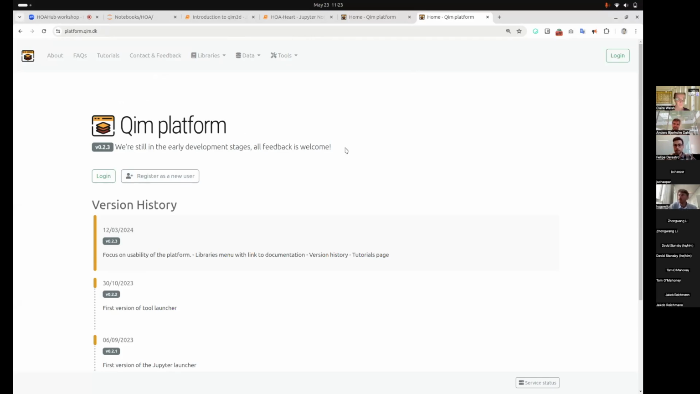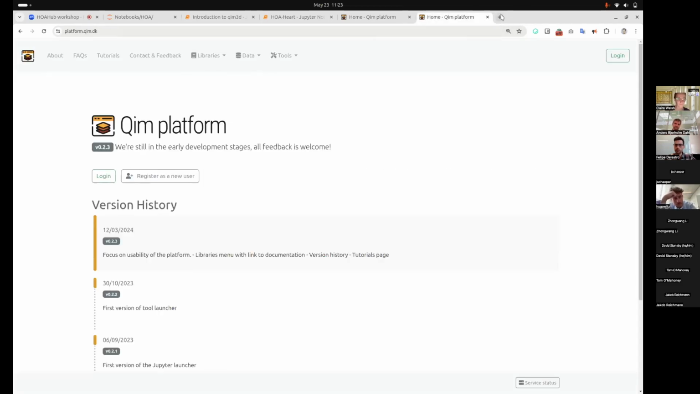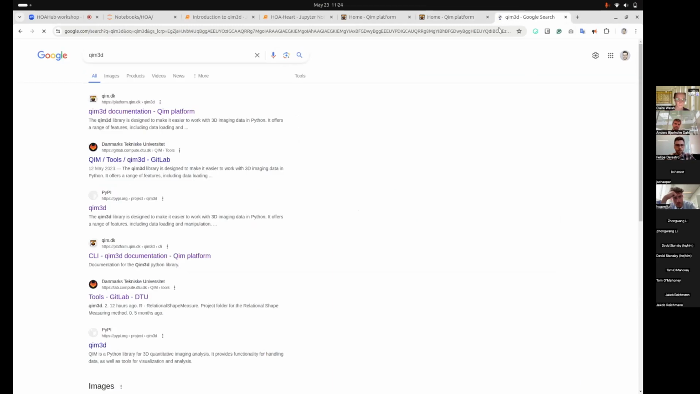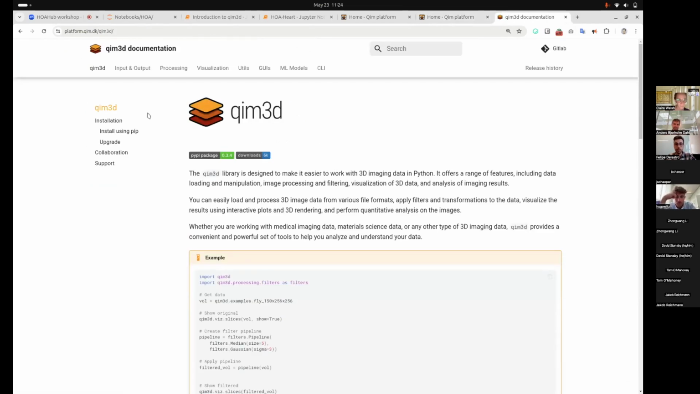But the part that I want to focus on a little more, which can actually be used right now by all of you, is the Python library that is behind the platform. We're calling it King3D. The documentation for the library can be found here. If you just go to Google and type King3D, it should be, if not the first, one of the first results that you find.